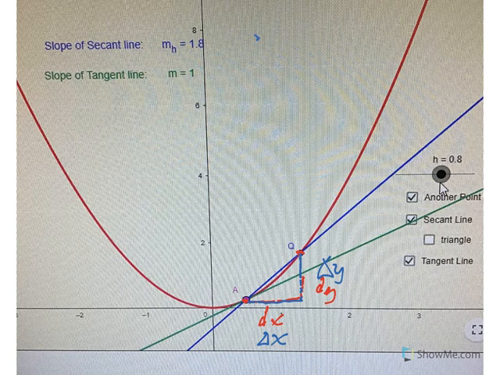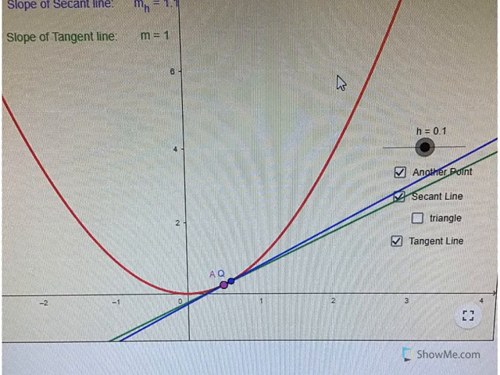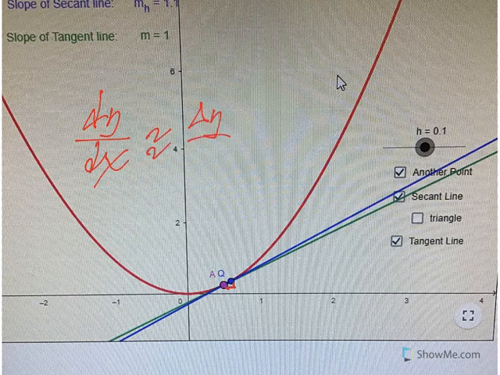And so what I want to do is take point Q and move it even closer to A. Let's take a look at what that looks like. So now I've got Q and A right up against each other, and my delta x, while they are the same for the red and the blue, my delta y and my dy are so close you can barely tell the difference between the two, which is why the slope of the blue line is so close to the slope of the green line.